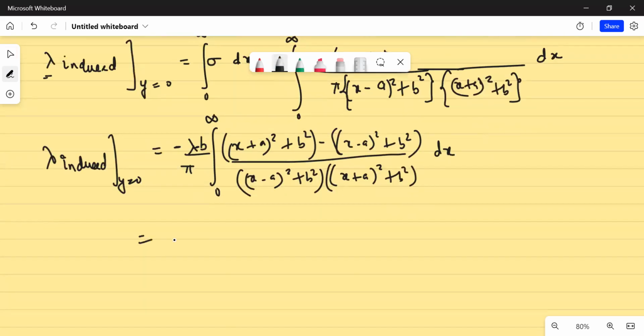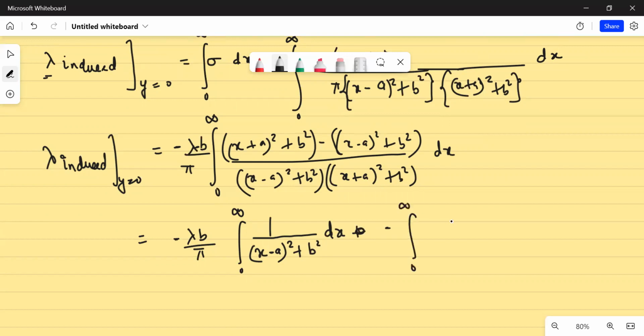So I'll get minus lambda b upon pi, and this integration from 0 to infinity, this is 1 upon (x minus a) whole square plus b whole square dx, and plus, sorry, minus integration from 0 to infinity, this is dx upon (x plus a) whole square plus b whole square. Sorry, is that clear? Did this make sense?